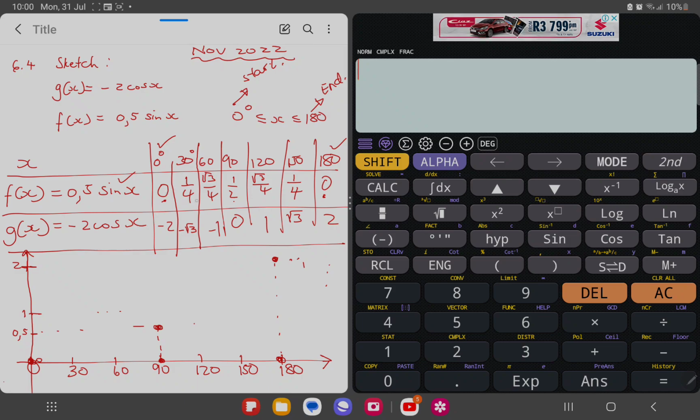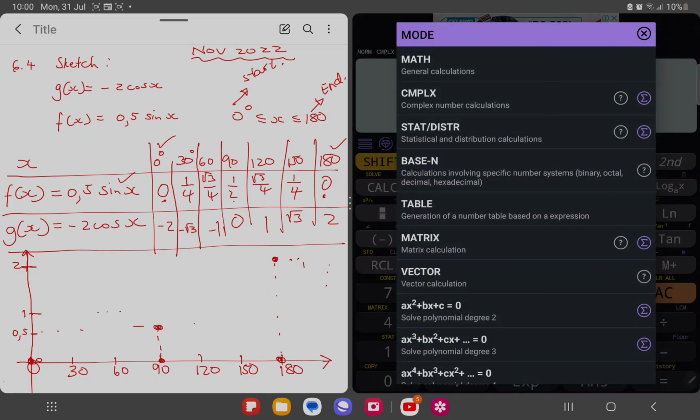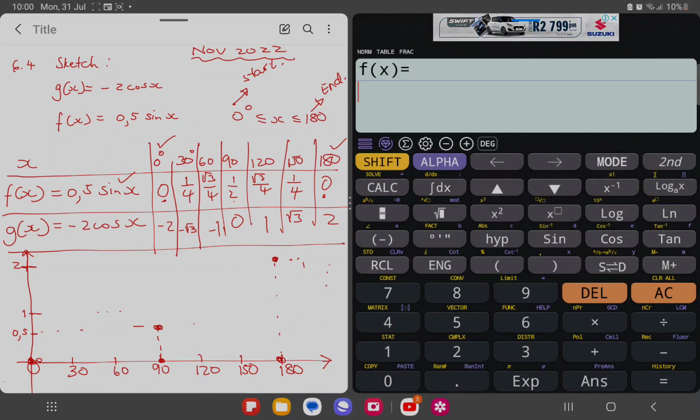Then we must see what the y values will be. We're not going to do it manually, we're going to use our calculators. So you select mode, and from mode you select table. f(x) is given as 0,5 sin x. Okay, x is purple, so it goes with alpha. Then you close the bracket and press equal. Then g(x) is given as negative 2 cos x, so you just press negative 2 cos x, then press equal.